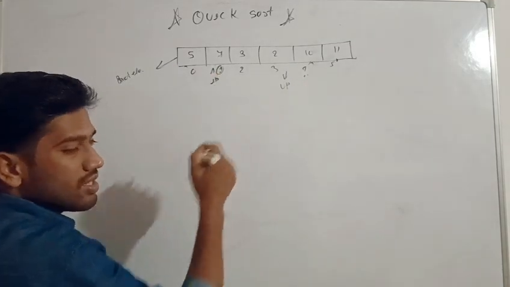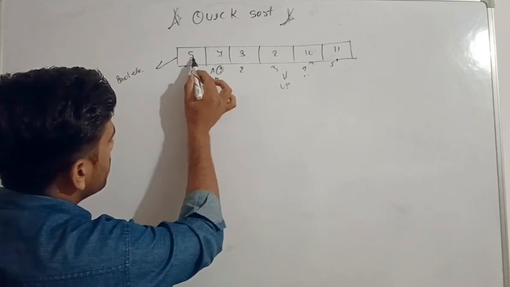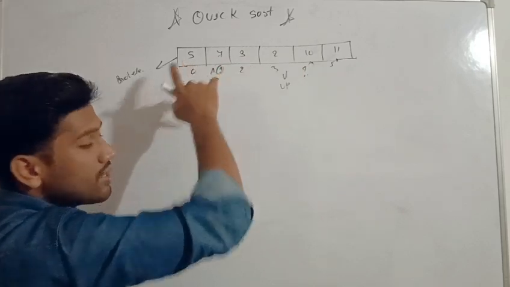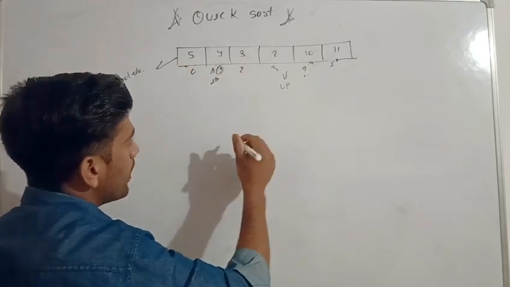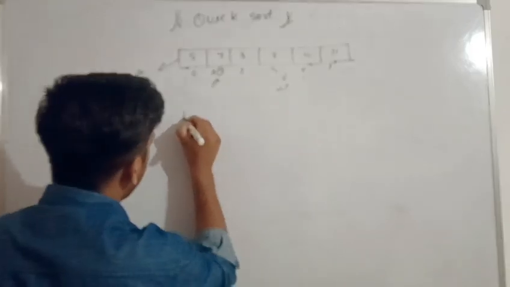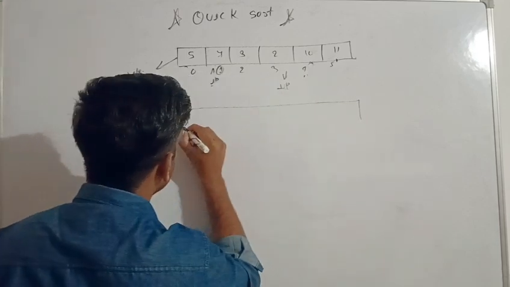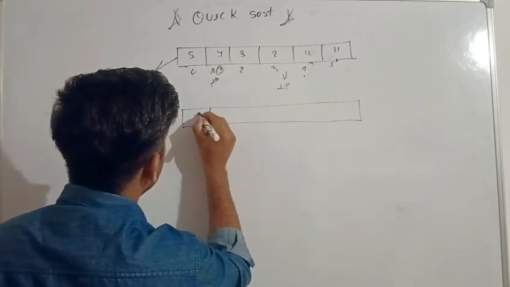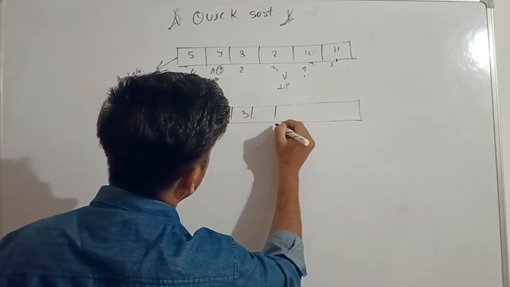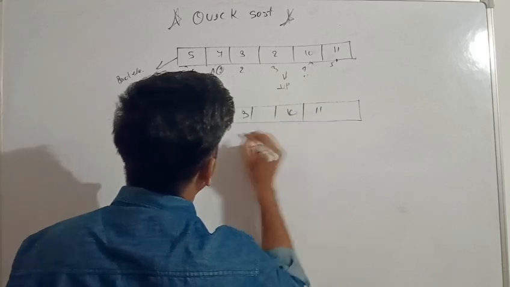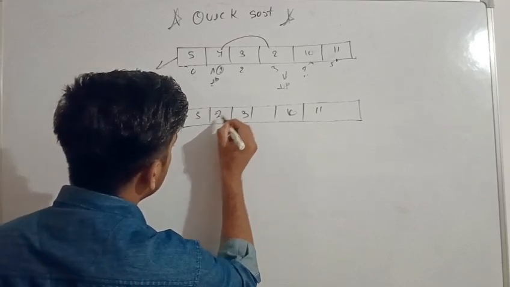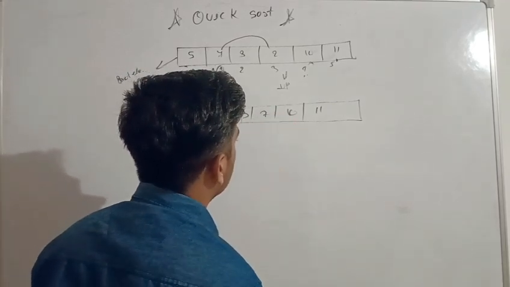No, there is no need to increment. The 5, and there is a 2. 2 is smaller than the 5. Yes. Now at this point what will we do? 2 and 7, lower bound and upper bound, means at this time the array should be 5, 7, 3, 2 and 10 and 11. Now this should be swapped. Now it should be 2 and it should be 7.